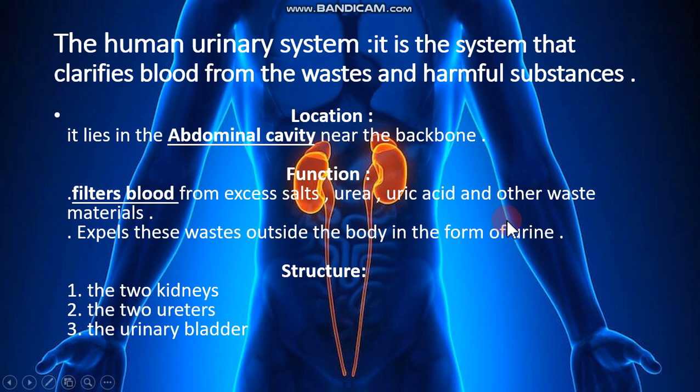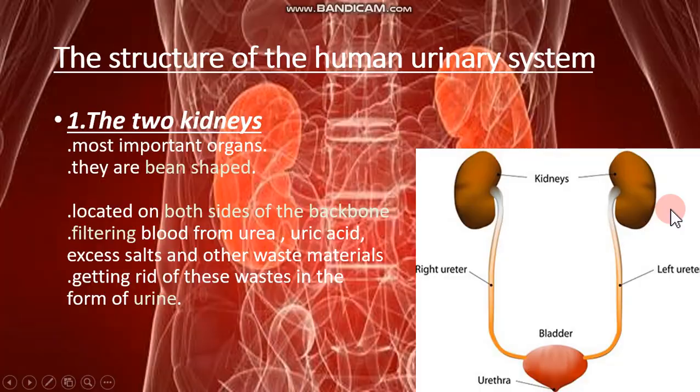In the form of what? In the form of urine. And the structure of the urinary system consists of two kidneys, two ureters, and the urinary bladder. Let's see. The two kidneys, this is called the two kidneys.